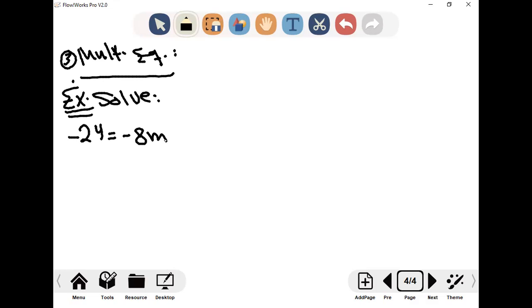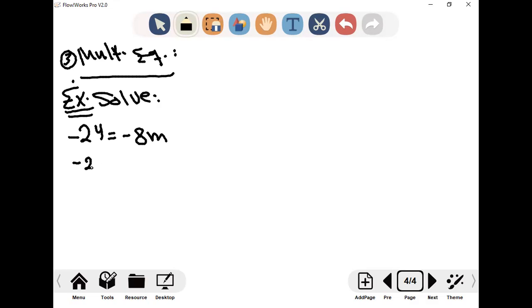Now focus here. What's the variable? M. Do we have a connected number or a coefficient? Here we have a coefficient. Why? Because the negative 8 is multiplied by the variable, not added or subtracted, right? So where is the coefficient of the variable? Negative 8. If you have a multiplication equation, you divide by the coefficient of the variable on both sides. Don't forget that.